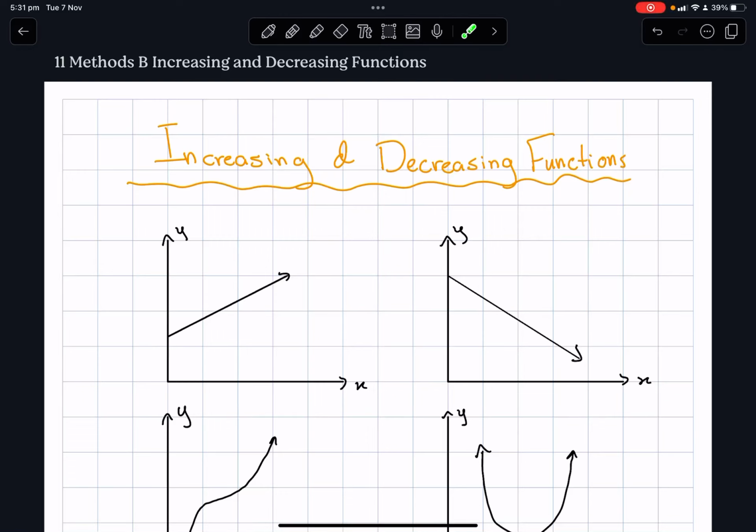G'day team, welcome back to yet another video, and today we are going to look at increasing and decreasing functions and how our derivatives can apply here.